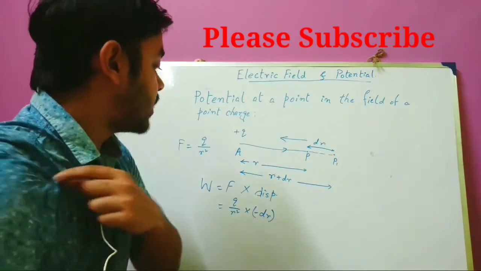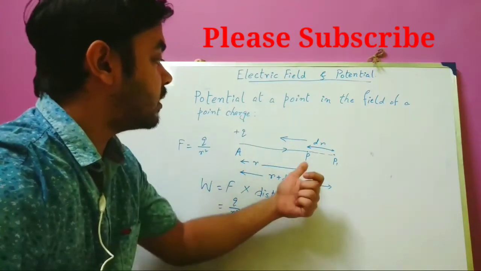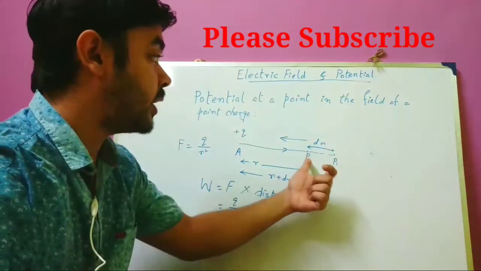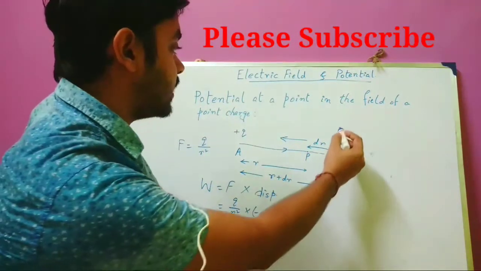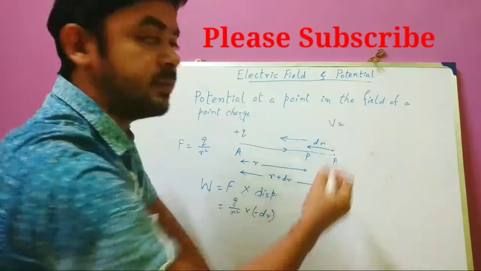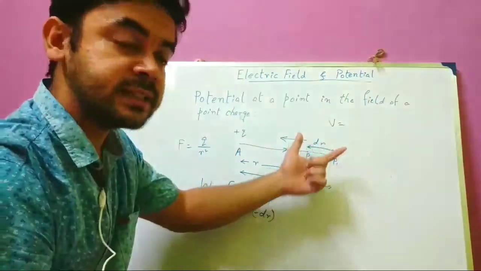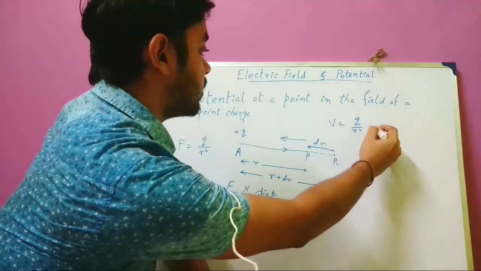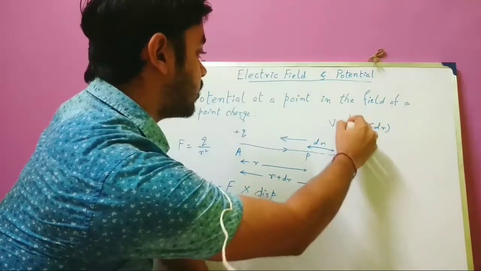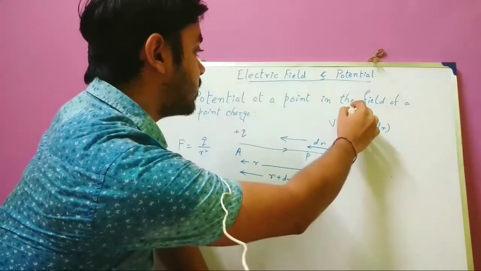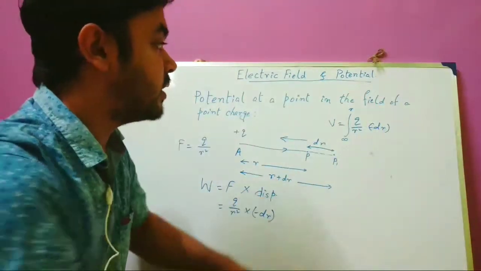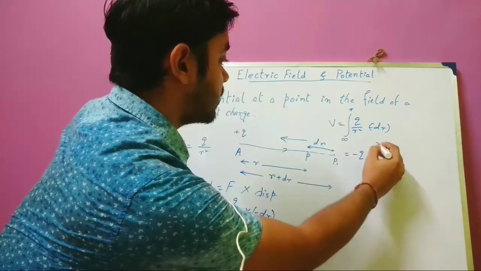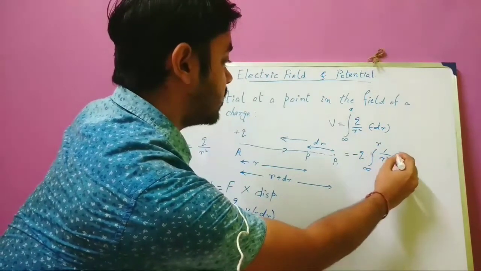Now what will be the work done in bringing the same positive charge from infinity to point P? The work done will then be given by the electric potential, that is V, equal to the integral of Q by R square times minus dr from infinity to R. Now solve it. This is minus Q into the integral from infinity to R of 1 by R square dr.